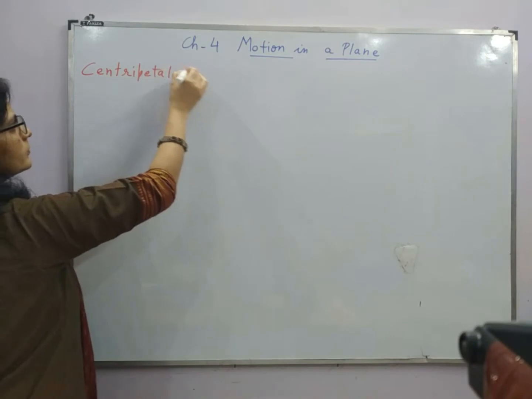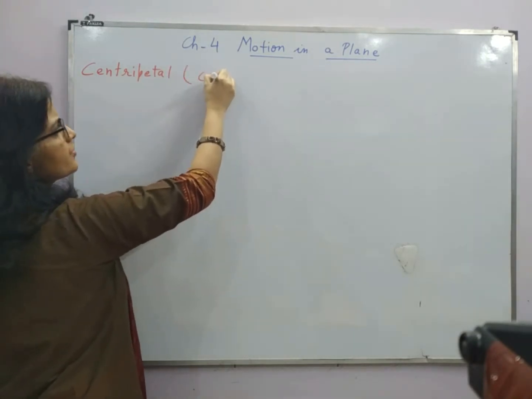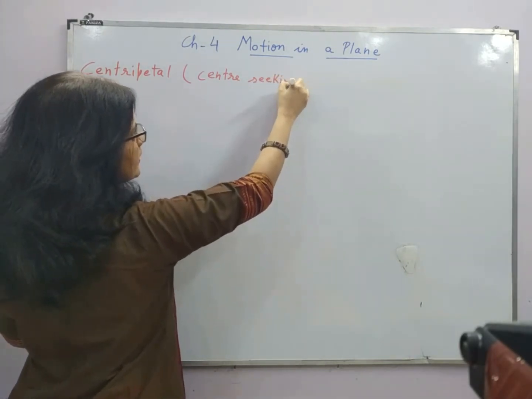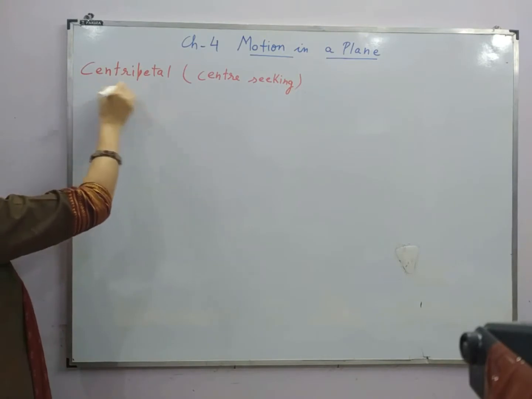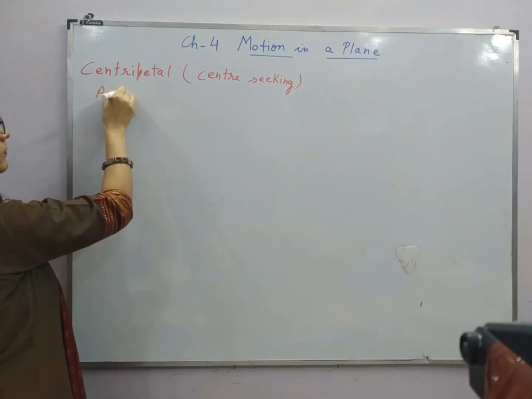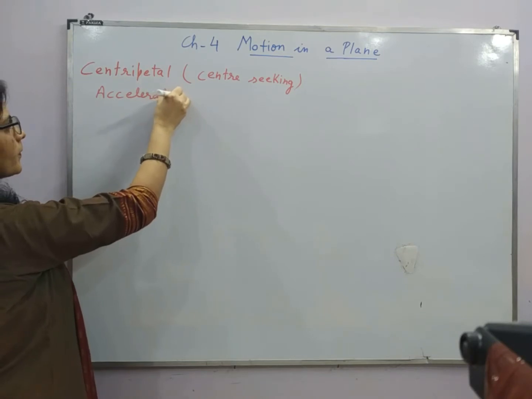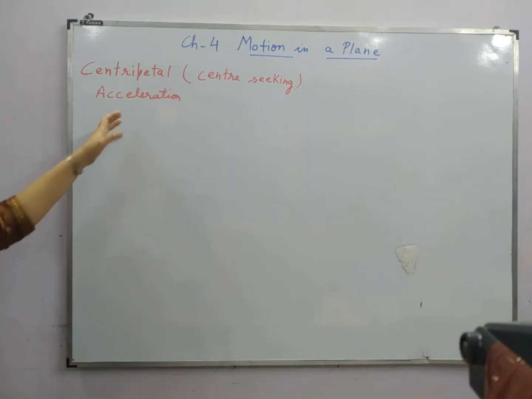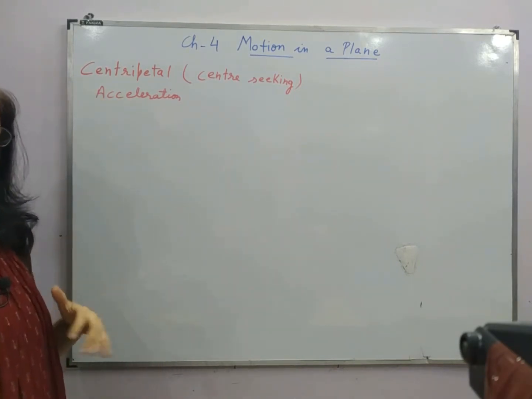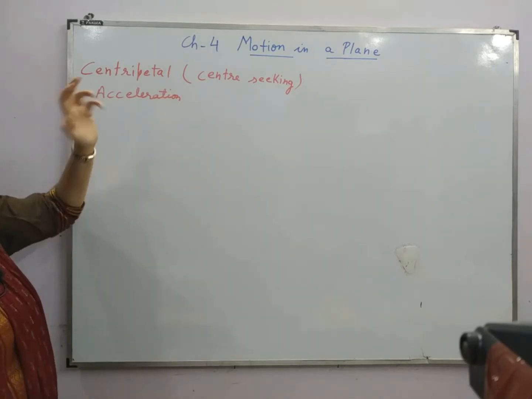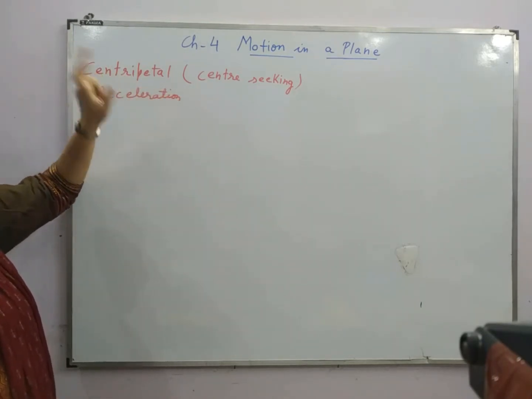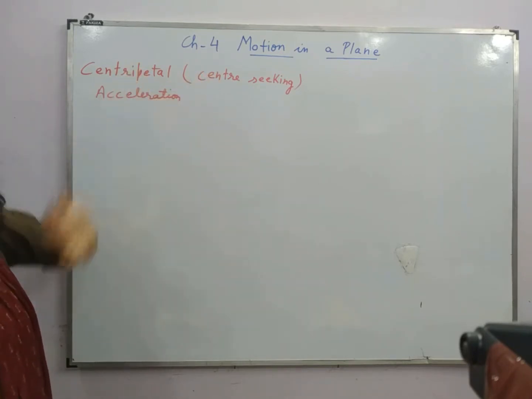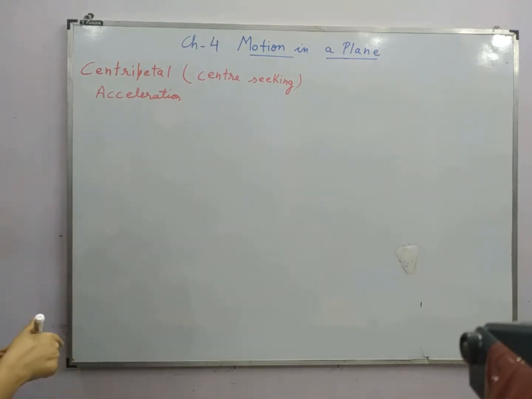Centripetal means center seeking acceleration. When we discuss the derivation for centripetal acceleration, we will be able to understand why it is named so. We'll get to know that its direction is towards the center of the circular path. That's why this is called centripetal acceleration, right?